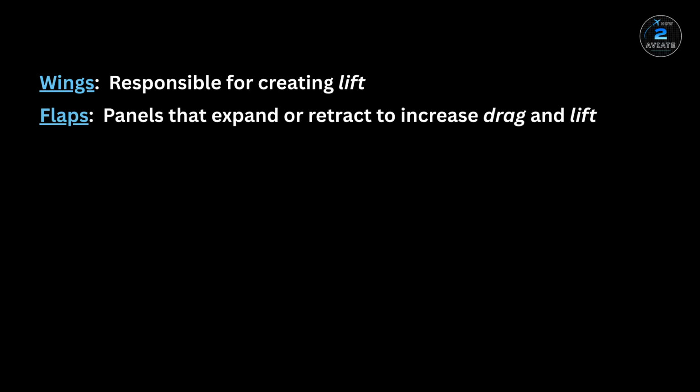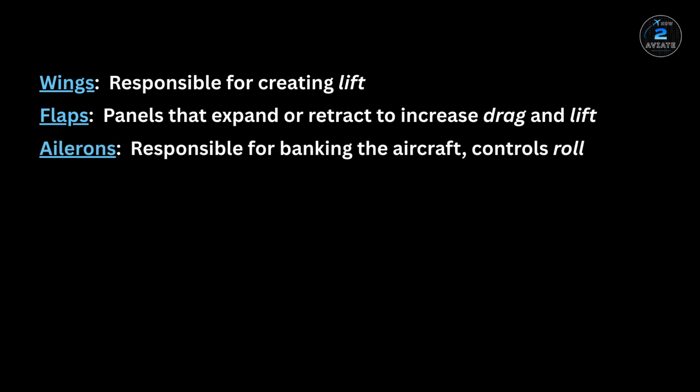the ailerons. The flaps are movable panels that extend or retract to increase drag and lift. The ailerons oversee the movement of roll and are responsible for banking the airplane. To control them, the pilot turns the yoke to the right or to the left.